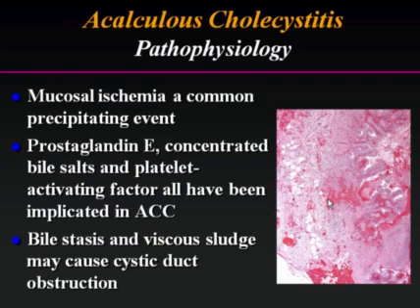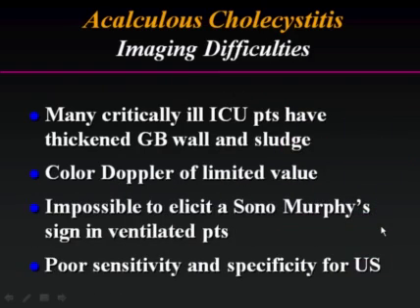And there are a number of other biochemical factors that come into play, such as prostaglandin E, bile salts, platelet activating factor, have all been implicated in causing intense mural inflammation and hemorrhage. There's some thought that there is a degree of cystic duct obstruction from viscous sludge. In any event, the final common pathway is loss of the mucosa, areas of hemorrhage, neutrophilic infiltration into the wall.